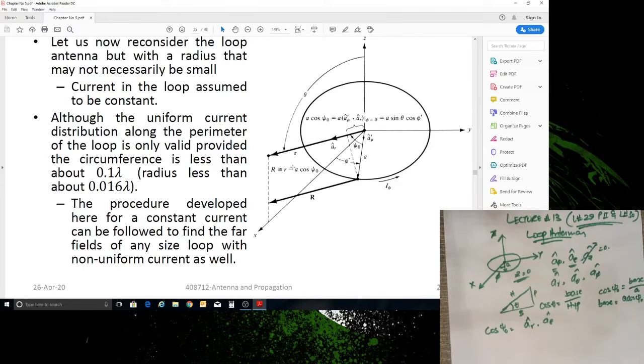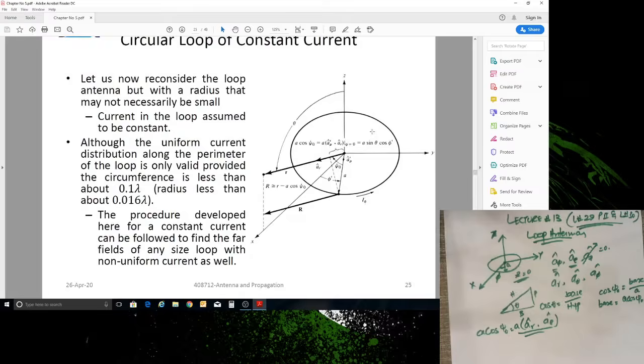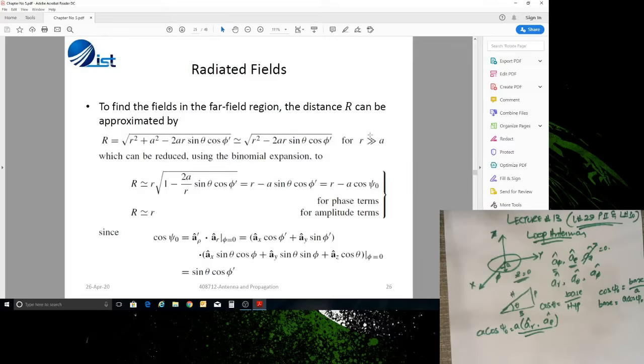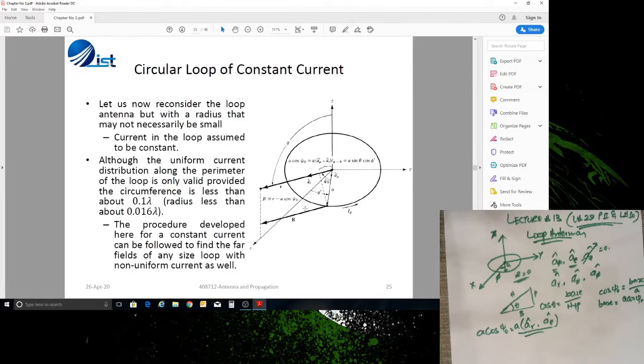And since we are actually finding out a cos of psi naught, just multiply both sides by a. So the dot product of these two vectors will actually give us the cos of psi naught, and we can plug that value over here in order to use it as an approximation for capital R. So here they have directly mentioned the answer, but later on we will see how we actually find out this expression over here. So that's all from this figure.